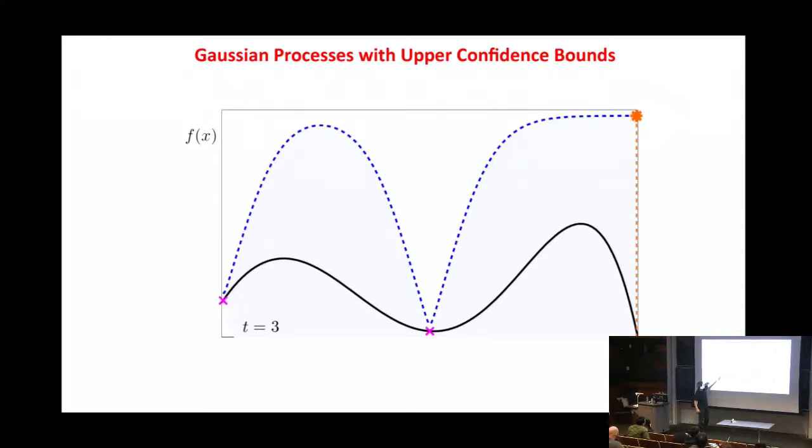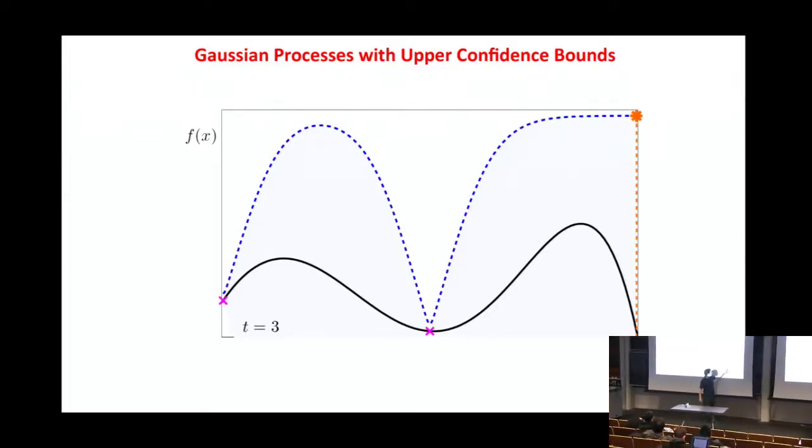I try this experiment and get the function value. It reduced the uncertainty, but now I have big uncertainty here. So I will try this experiment.